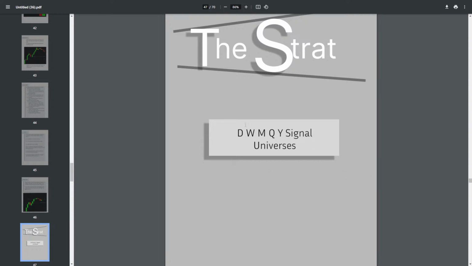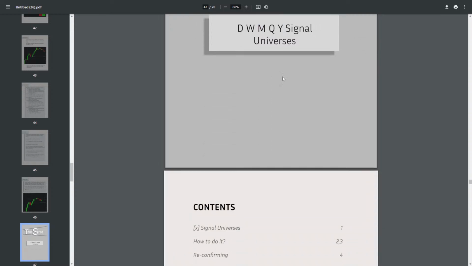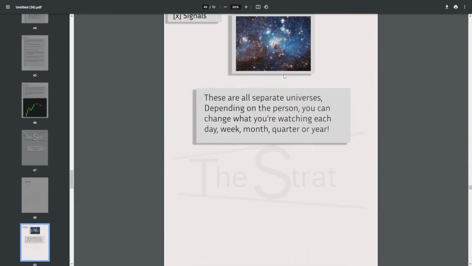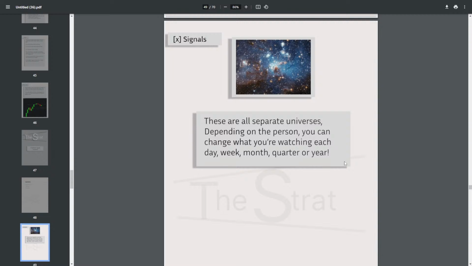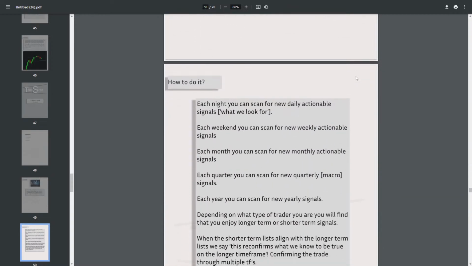So when we say a nightly video, the daily signal is pretty much what we're looking at. If it's a weekend video, it's the weekly signal. If it's a monthly or a macro video, we're looking at the month, the quarter, and the year signals. So all of these are separate universes. And depending on the person, you can change what you're watching each day or each week or each month, each quarter, each year. And if you're someone who wants to stay on one thing, like you really like NVIDIA or something, you can stay on that all year, right? So that can be your universe. Maybe it's just things very bright green, et cetera. Again, it's infinite. In this case, we're talking about actionable signals.